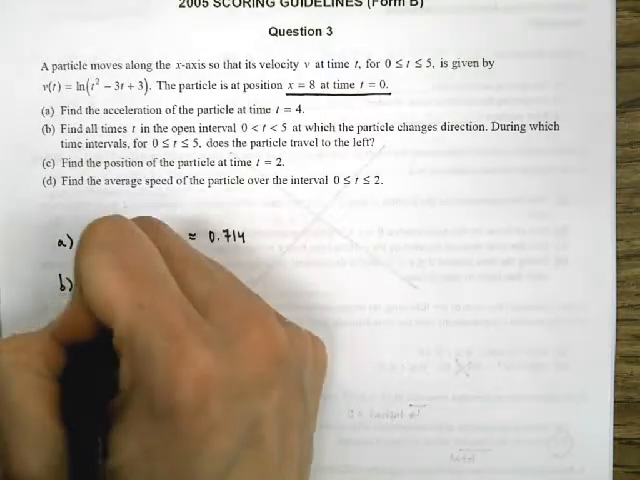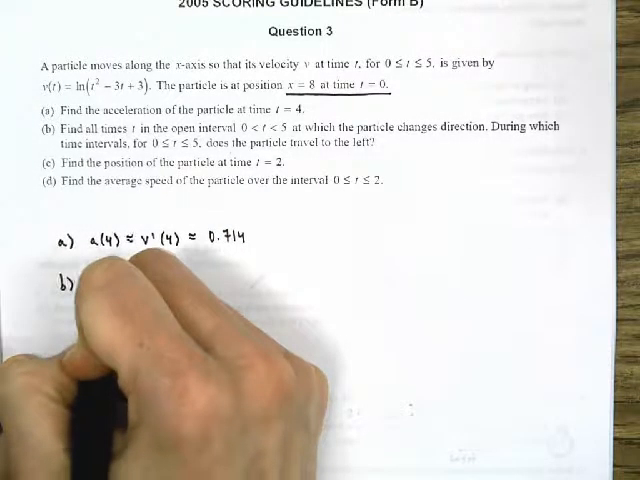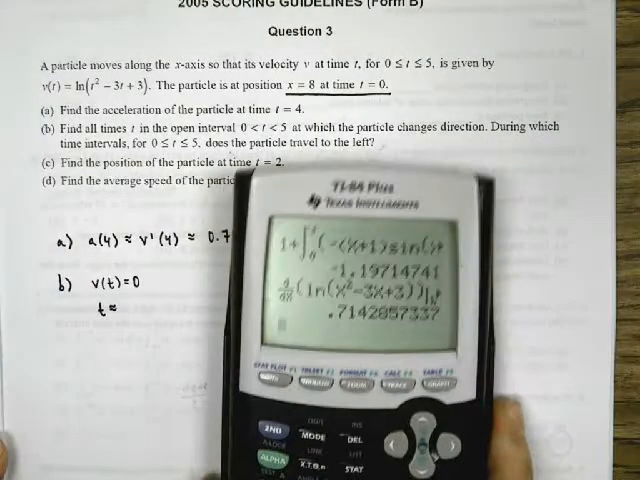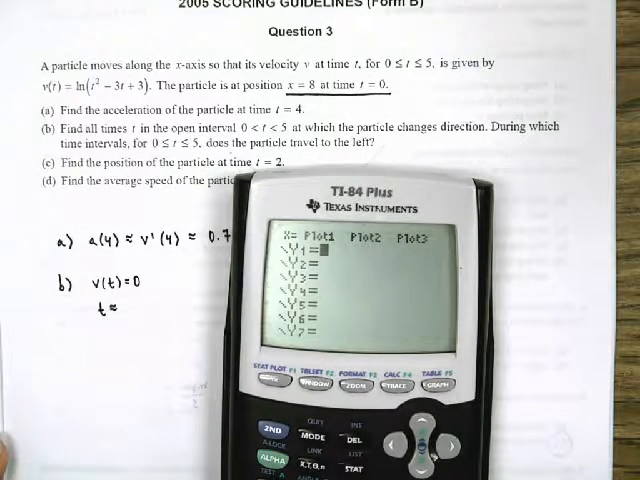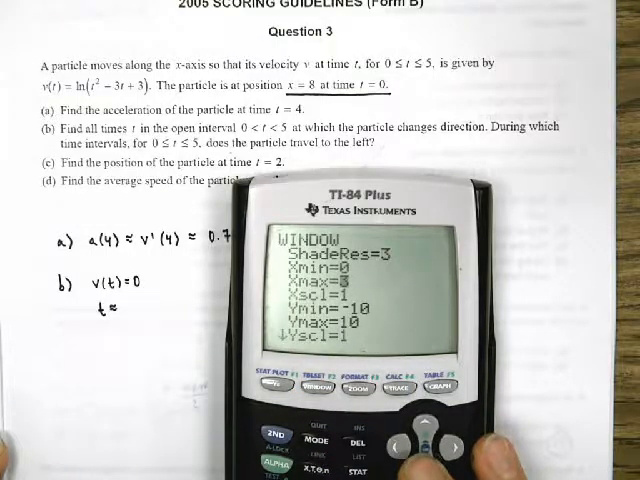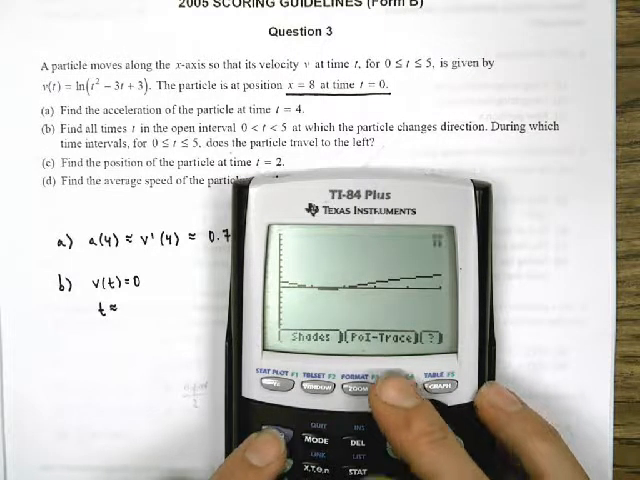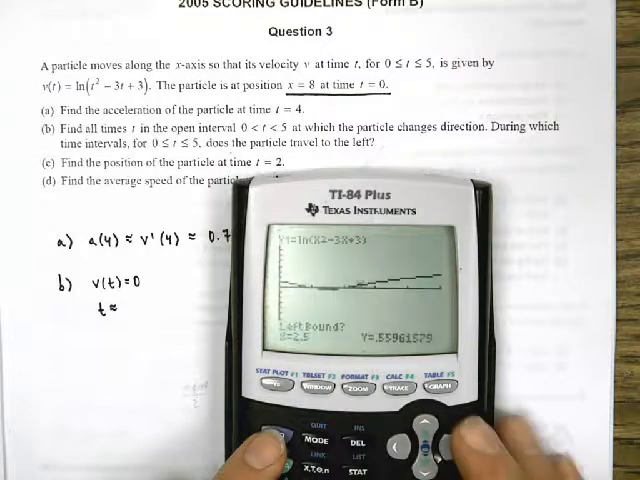Okay, for part B, we want to find all the times in the open interval which the particle changes direction, and then we want to know where it travels to the left. So if I want to know where it changes direction, I first have to find out where velocity is equal to 0, and I'm going to use my calculator for that. I'm going to go to y equals, clear out what we had, and put in my new velocity function. I'm on the time interval from 0 to 5, so I'm going to change my window. And it looks like we have two values here. So we're going to do second calc and find our 0.